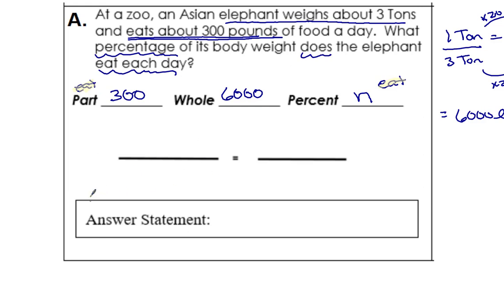Now we're ready to set up our proportion. Remember, percent proportion is part to whole equals percent, always out of 100. This 100 will never change. Now that we know the part, whole, and percent, we can fill in our proportion. The part is 300. The whole is 6,000. The percent is unknown. This is our N, and percent is always out of 100.